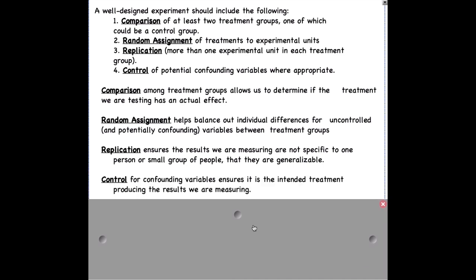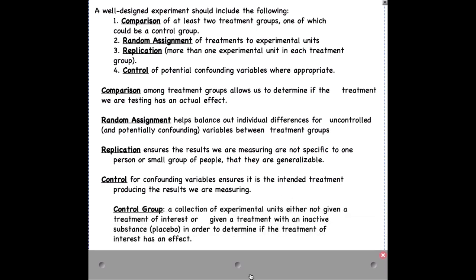And then control. If we control for confounding variables, it ensures that the intended treatment is what we're actually measuring at the end. If we have confounding variables, like we talked about with the ice cream sales and the test scores, I wouldn't really know whether it's the treatment that's causing what I'm seeing or something else. So we want to control confounding variables so we're measuring only the impact caused by our treatment.